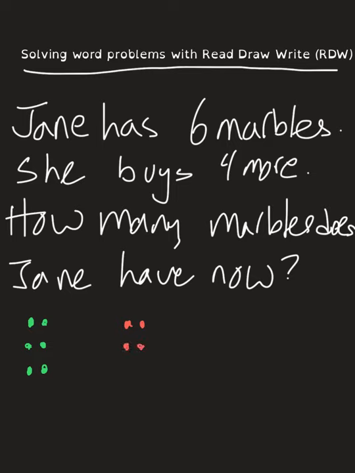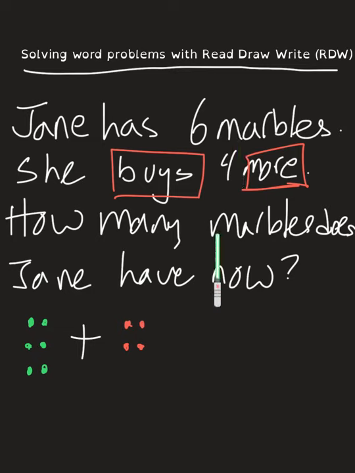4, 5, 6. So since she's buying 4 more, those words tell me that we're going to be adding these two things together. So now we've read the question, we've drawn what the question is asking us. Now we can write it out in numbers and solve it. So in yellow, I'm going to write 6 plus 4. And now we can solve. 6 plus 4 gives us 10.